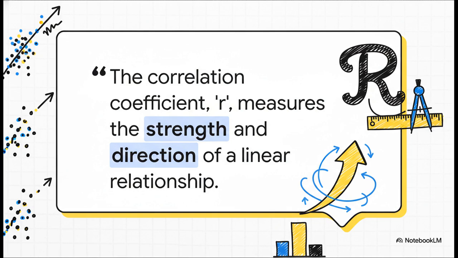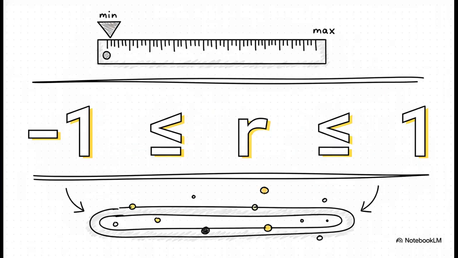So instead of just saying, yeah, it kind of looks like it's going up, statisticians gave us a much more precise tool. The correlation coefficient, which we just call R, takes that entire visual pattern and boils it all down to a single, powerful number. And here's the rule for R. It always has to live somewhere between -1 and +1. It can't ever be higher or lower. This strict, predictable range is what makes it so useful and easy to understand once you know the code.